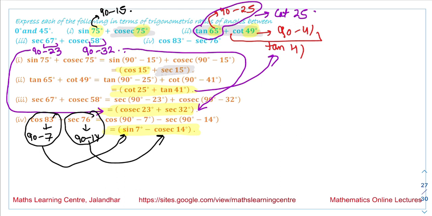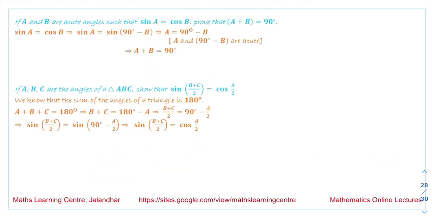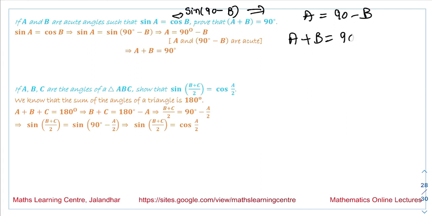Next we have, if A and B are acute angles such that sine A is equal to cos B, we have to prove that A plus B is 90 degrees. We know that cos of B we can write as sine of 90 minus B. So this gives us A is equal to 90 minus B. So this gives us A plus B is equal to 90 degrees, and this is what we have to prove.